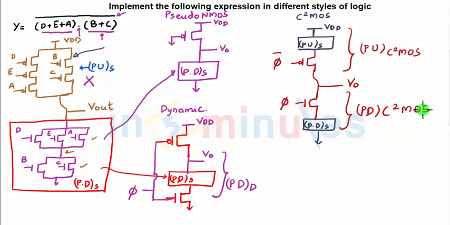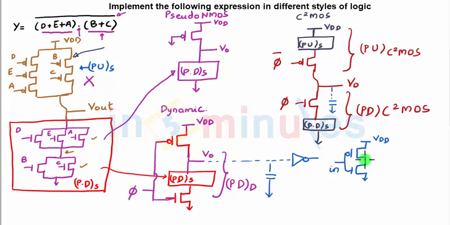So with that, we saw how to implement any given expression in different styles of logic. We have also seen that in case we had to implement a domino circuit, this is my dynamic. Remember, at the output of dynamic and C²MOS, there is always a capacitor. So here also there would be a capacitor, and if we had to do a domino style implementation, then this output should be connected to an inverter, which is nothing but a static inverter drawn here, which we have already seen in the previous clips. And this, drawn in blue, now becomes the domino style of implementation.